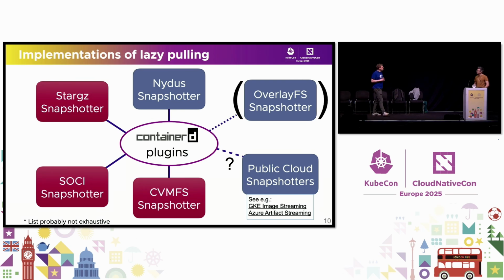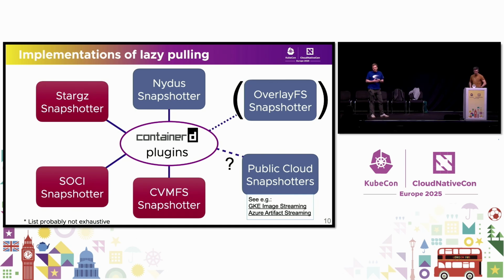Then as a comparison, we always benchmarked everything against the traditional overlayfs snapshotter, so that doesn't do any lazy pulling. I just want to mention that there's also the Nydus snapshotter, which is also a very interesting project, but we haven't used it for our benchmarks. In principle, you'll see, I'm already giving it away now, that the performance is very similar as long as you're just using a lazy pulling snapshotter.